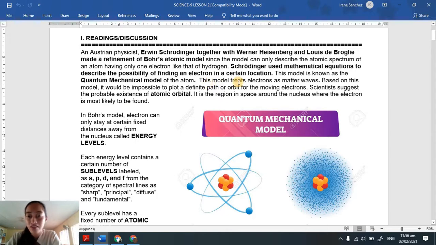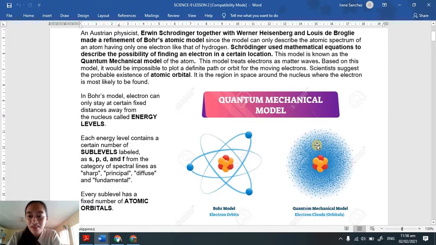Okay, so in this one, let us read. The model treats electrons as matter waves. Based on the model, it would be impossible to plot a definite path. Actually, in the quantum mechanical model, according to Schrödinger, we cannot really define just where the electrons are, even when we know how fast they are moving around the nucleus. But we have what we call probabilities. It's just a description of here there are many electrons, and over here there are only a few. And they have these terms that we will discuss.